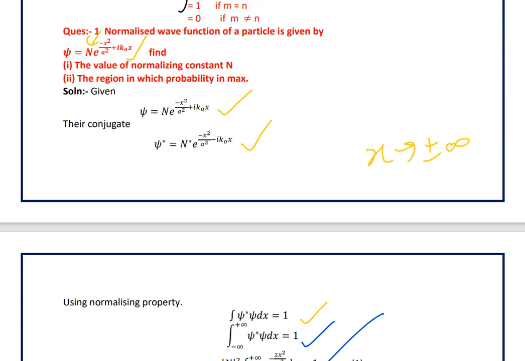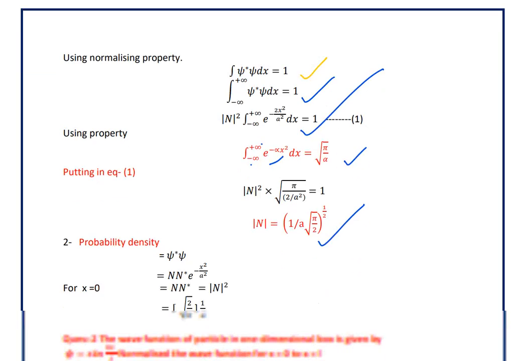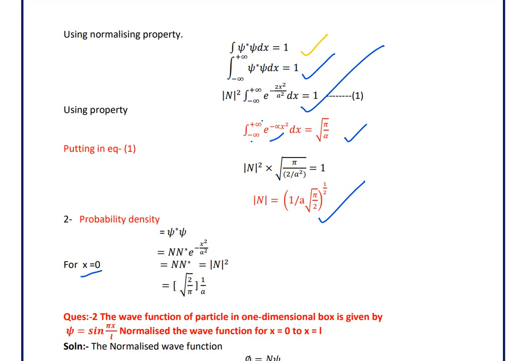Second part of the problem: the region in which probability is maximum. At which value of x is the probability maximum? So the value of x is 0. If we take x equal to 0, then psi star psi is n mod square. This is the maximum value because of e to the power minus x square by a square; the lowest value of x square is at x equal to 0. So at x equal to 0, we get maximum probability density. Its value is this.